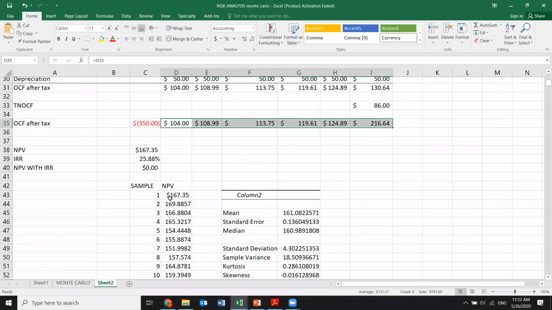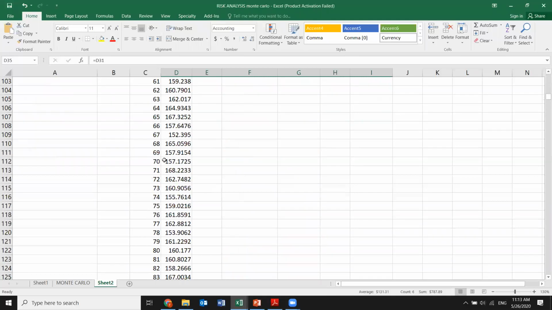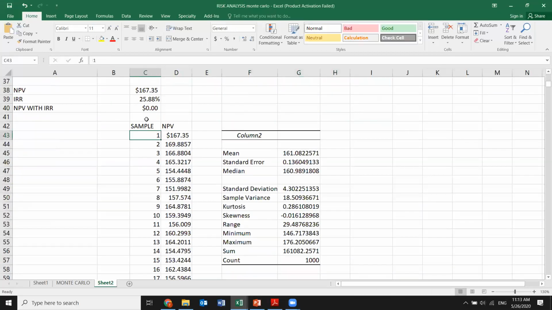So then we said the main purpose of using the Monte Carlo analysis is to come up with as many different outcomes as possible. Like we said, we're going to use iterations, let's say 1,000, but it can be done 10,000 times. So we're trying to get 10,000 different NPVs, but in here we try to get 1,000 different NPVs. How we did it: we just create the sample from 1 to 1,000, then we put the NPV here, okay?